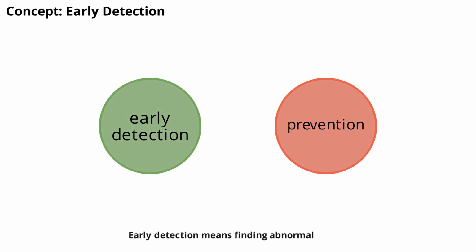Early detection means finding abnormal changes before they become serious. Pap smears are designed to catch problems early, allowing for simple treatments and better outcomes. This is why regular screening is so important.